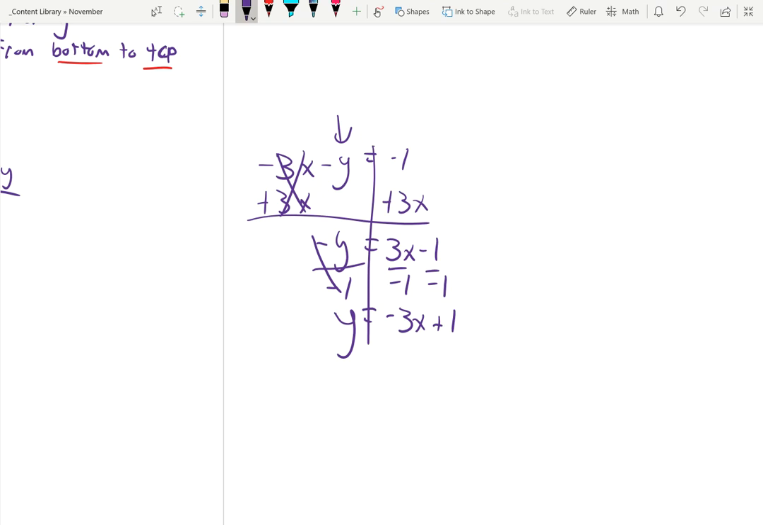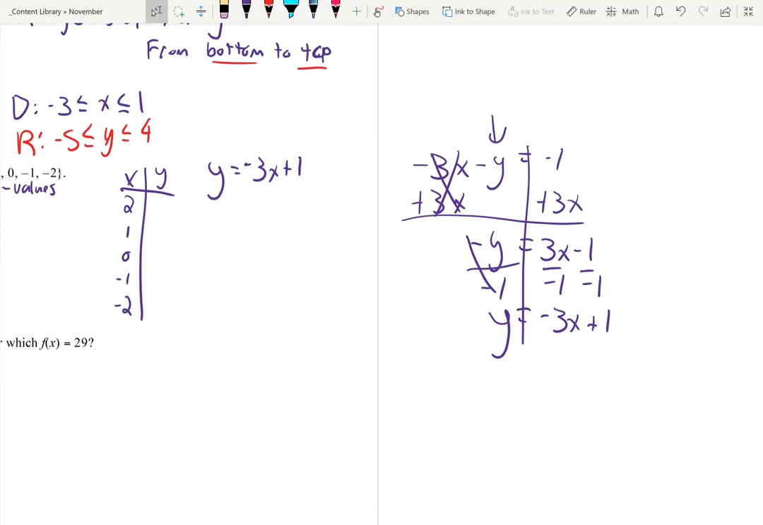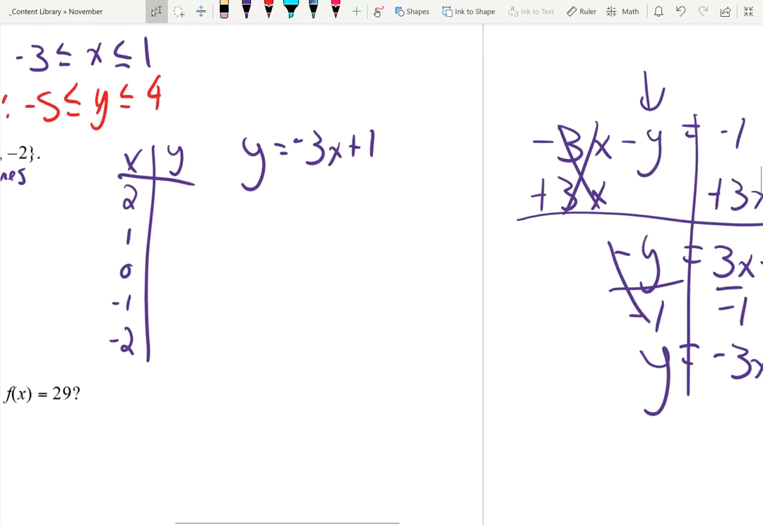Now this function, y equals negative 3x plus 1, is going to help me graph, right? So first and foremost, before I make a graph, let's finish my table. So let's plug these values in. If I plug 2 in, I'll have negative 3 times 2 plus 1. This is going to be negative 6 plus 1, which equals negative 5. So negative 5 goes for 2.